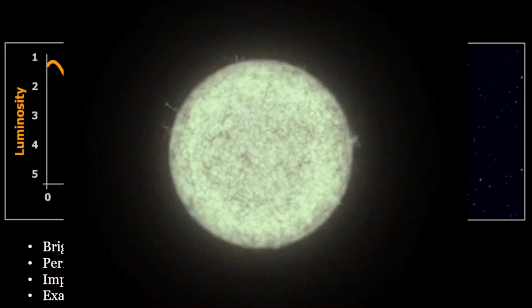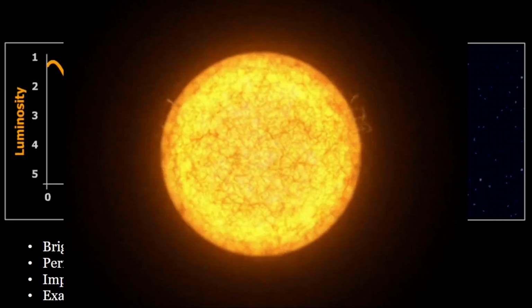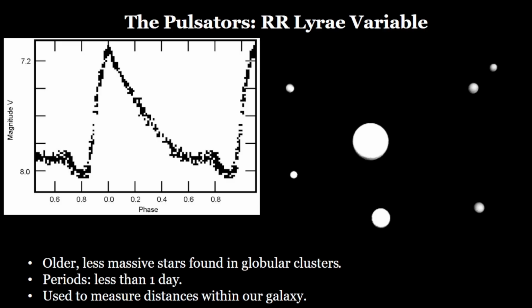So this star that I've been using is also an example of a Cepheid variable. So we have a variable star. Just like Cepheid variables, these are variable stars, but a lot of them are older than Cepheid variables. They are older but less massive stars found in globular clusters. And the period is much less compared to Cepheid variables.